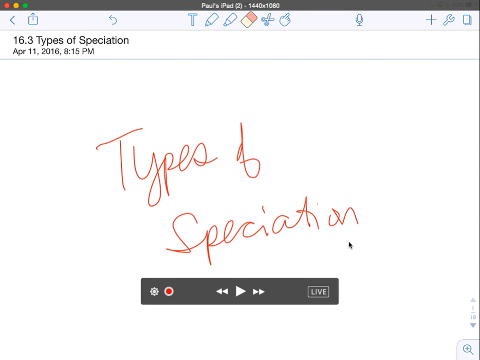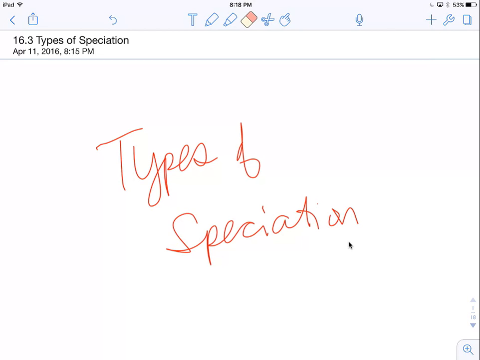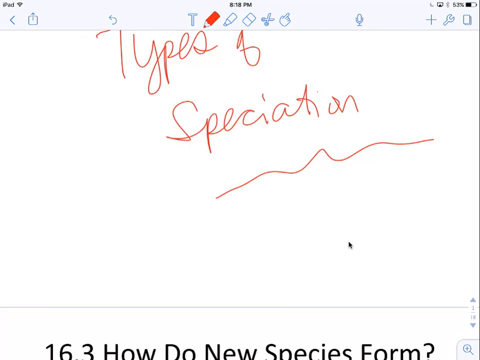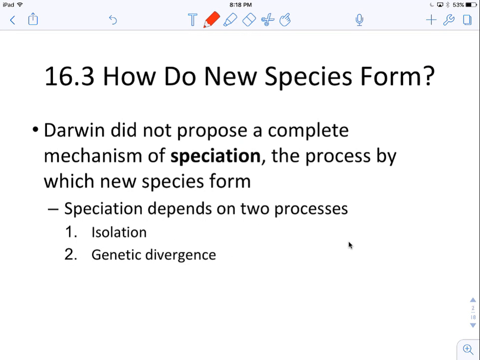Hello, today we're going to talk about types of speciation. So Darwin didn't really propose a mechanism of speciation in his Origin of the Species. He talked about the fact that it happened. He talked about the evidence that he had, but he didn't really say how it happened.